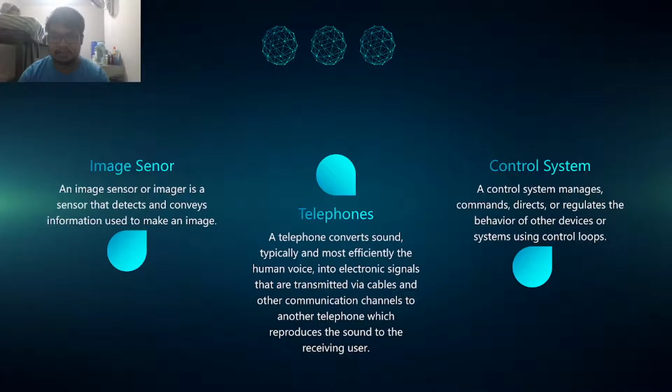For the next one is control system. Control system manages commands, detects, and regulates the behavior of other devices or system using control loops.